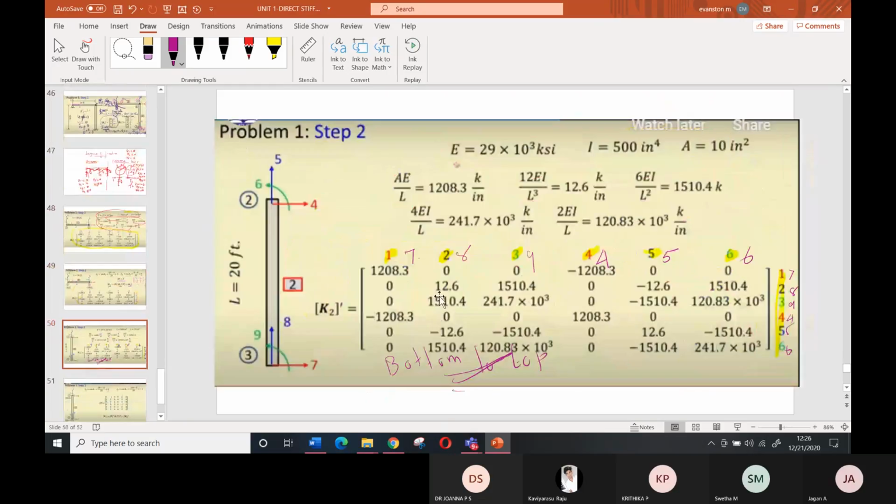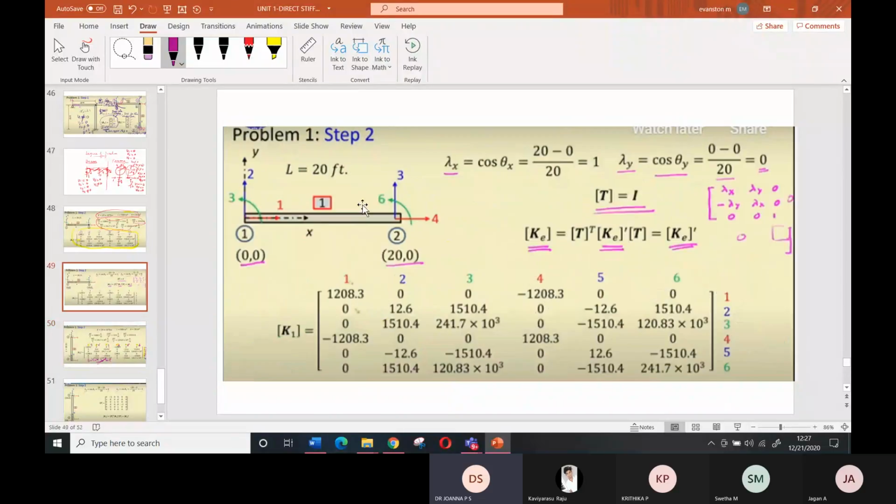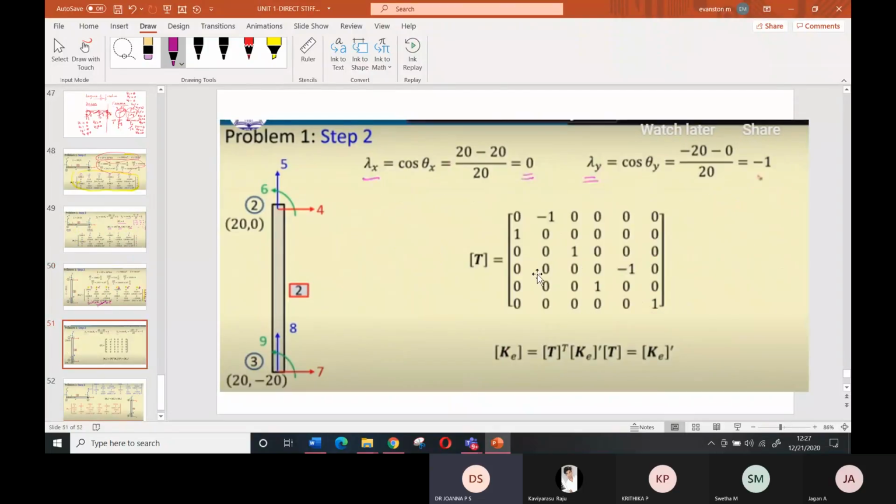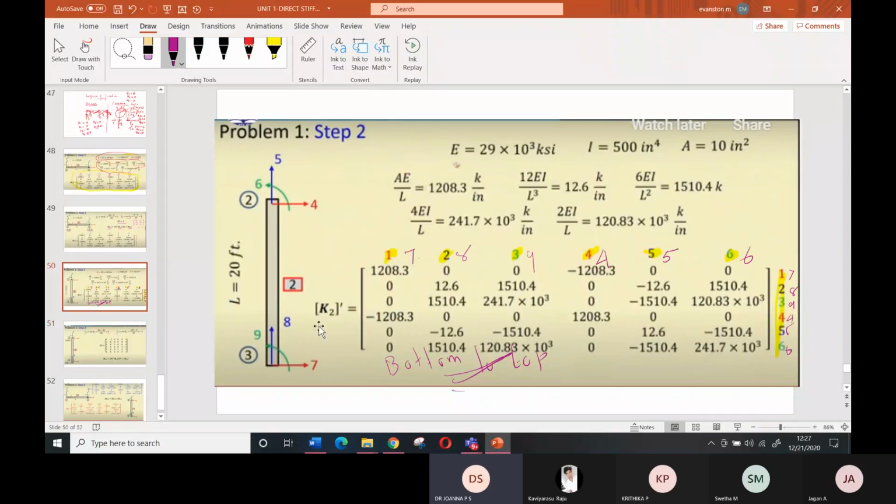Okay, ma'am. So in the examination, if I ask this frame problem, I can't ask the whole question. For example, even the global stiffness matrix, I'll not be able to ask. For 10 marks, if I ask, this is okay. I may ask you to find out the stiffness matrix for the first element, the horizontal element, and the vertical element. This is in the local direction.